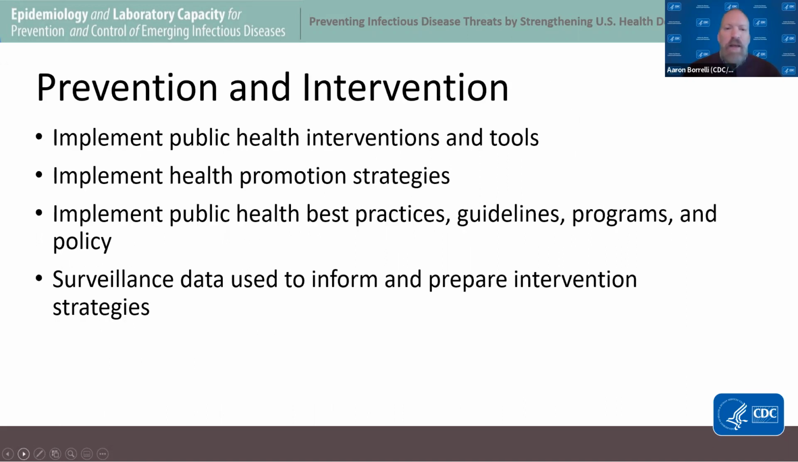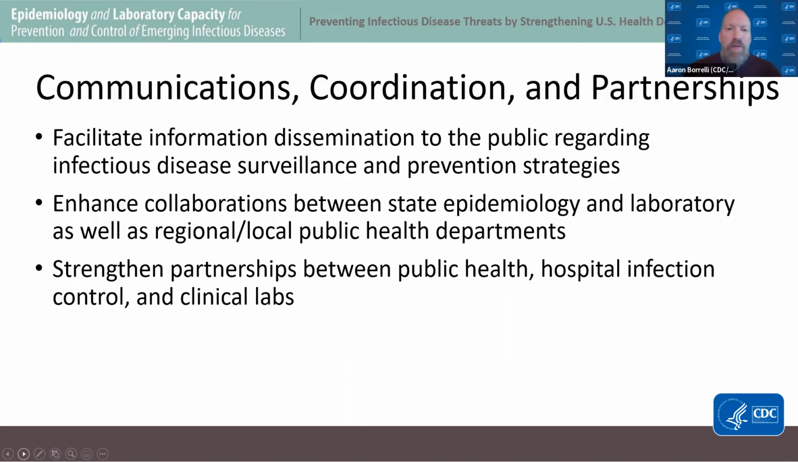And then the next slide has prevention and intervention. So a variety of different areas that can fall within this for public health interventions and tools, health promotion, implementing public health best practices, and then surveillance data that is used to inform and prepare intervention strategies. And the third one is communications, coordination, and partnerships. So facilitating information dissemination to the public regarding infectious disease surveillance, enhancing collaborations between state epi and lab, as well as regional or local public health departments, and then strengthening partnerships between public health labs, et cetera.